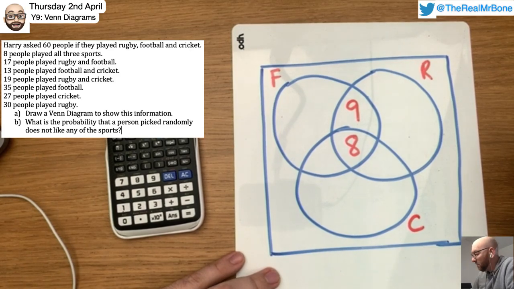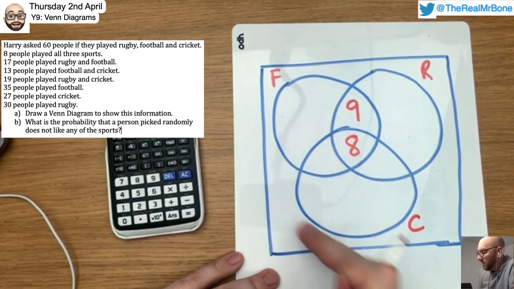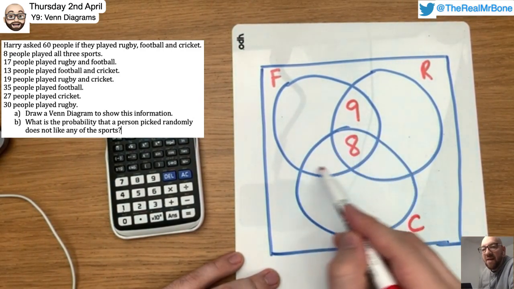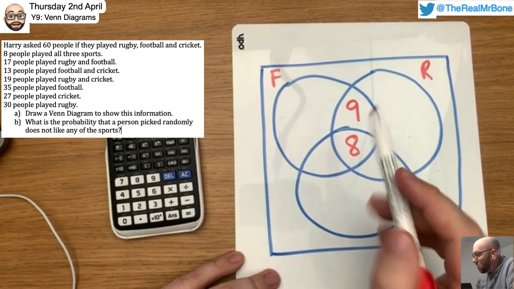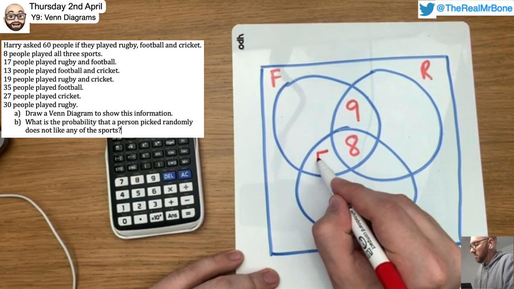13 people play football and cricket. So here's the football circle, here's the cricket circle. The overlap, the intersection, we need to have 13 people altogether. Well, we've already got 8. So now we need to put a 5.